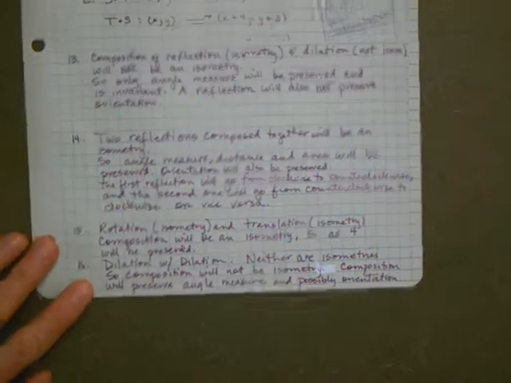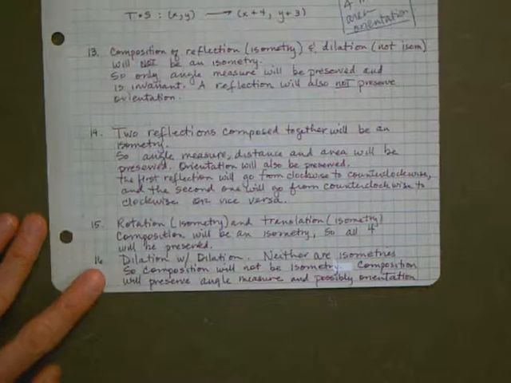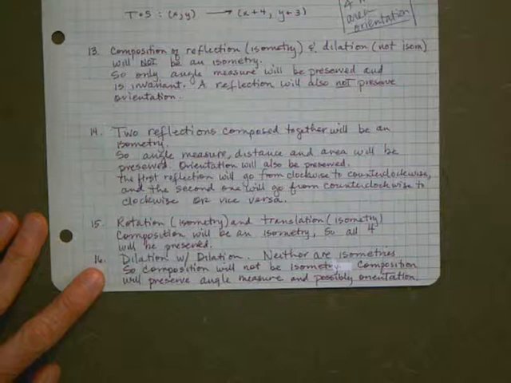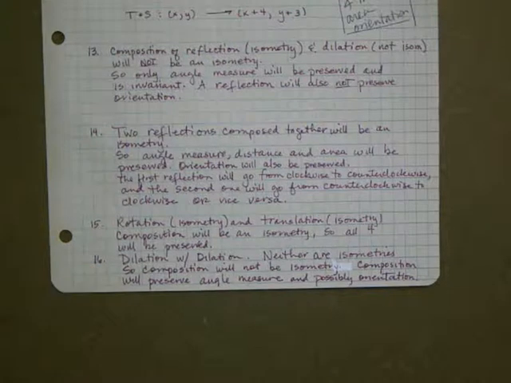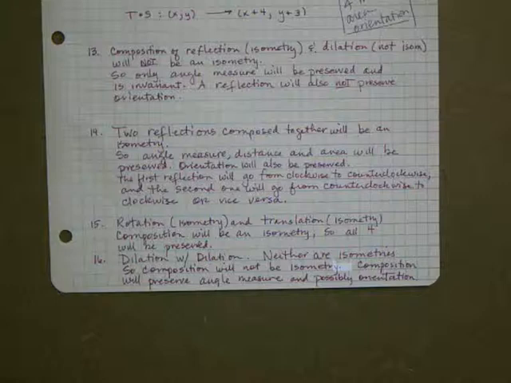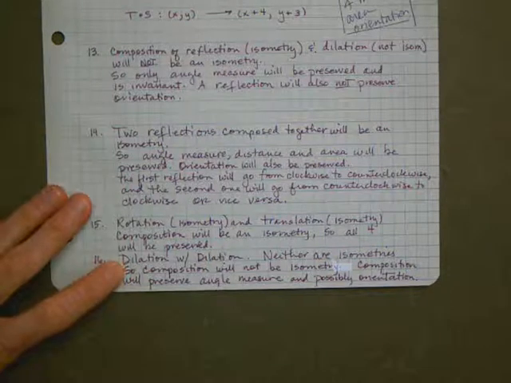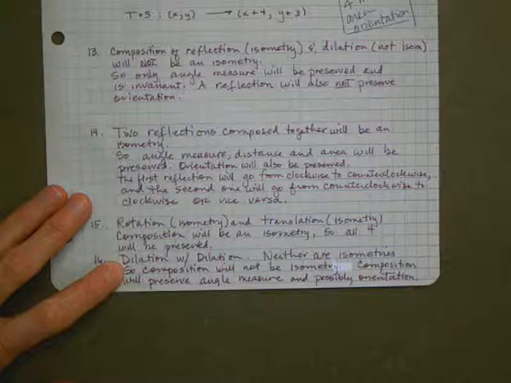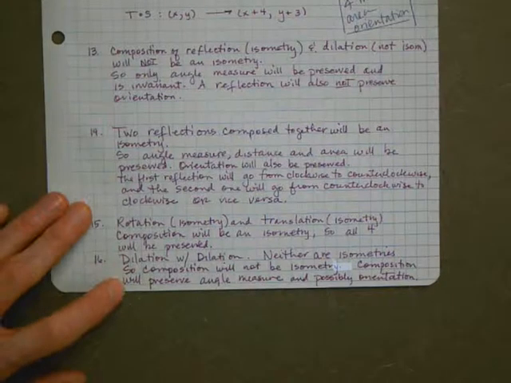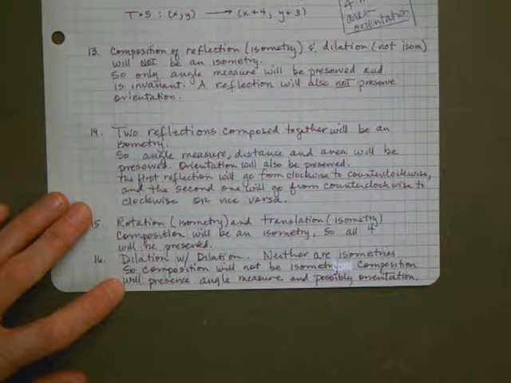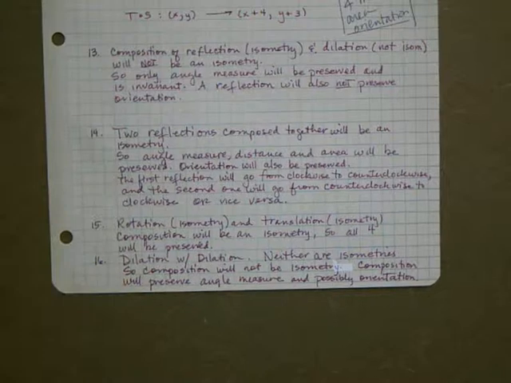And the last problem, I hope you're getting the hang of these. The last problem, the composition of two dilations. Again, dilations are similarity mappings. They are not isometries. So the composition of the two dilations won't be an isometry. The composition is going to preserve angle measure, possibly orientation. So that's as much as I'm going to say on that.